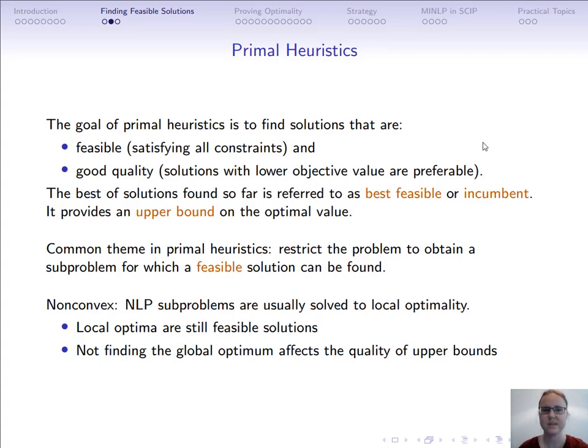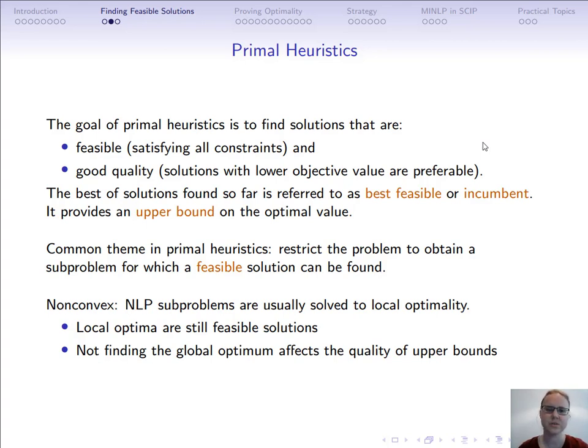And if you look at different primal heuristics, then you might notice a common thing. They find some way to restrict a problem so as to obtain a subproblem, for which it is actually possible to find feasible and good solutions. Now, how the restriction is done, we will have a look very soon.